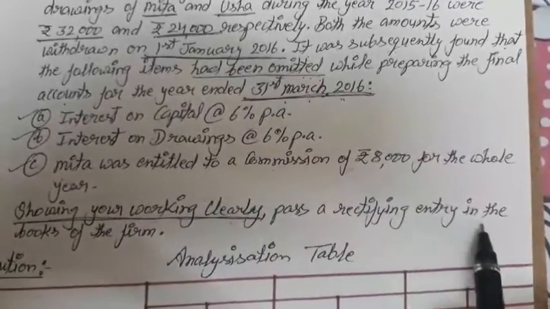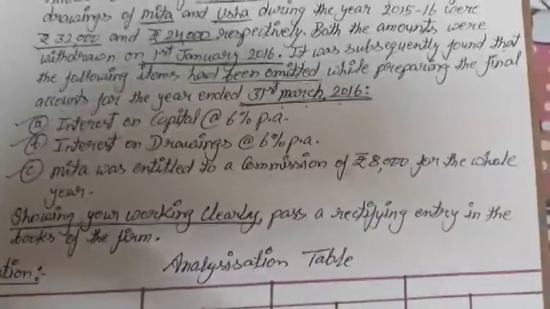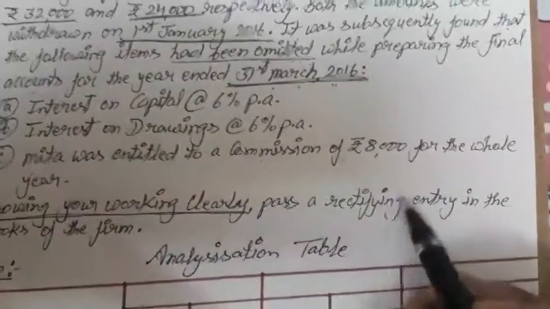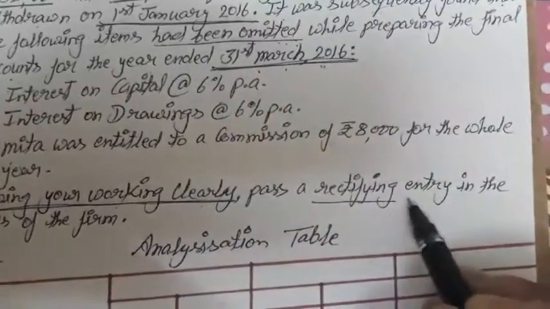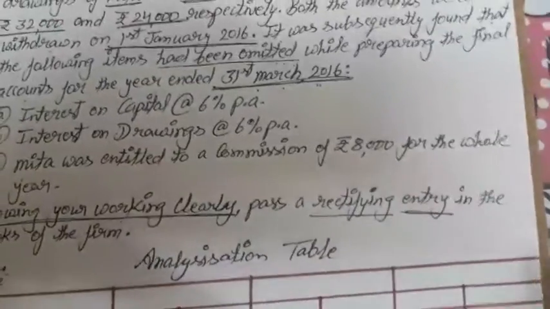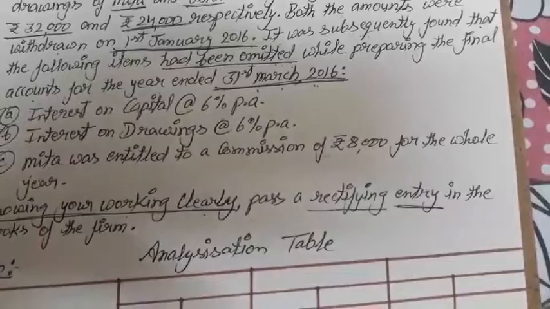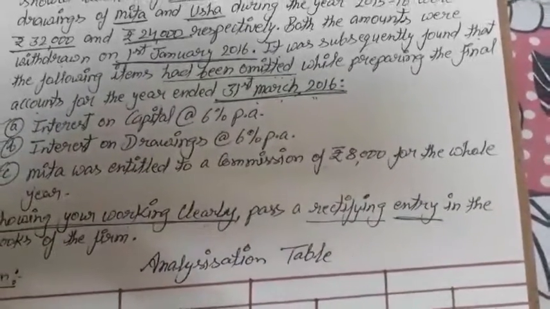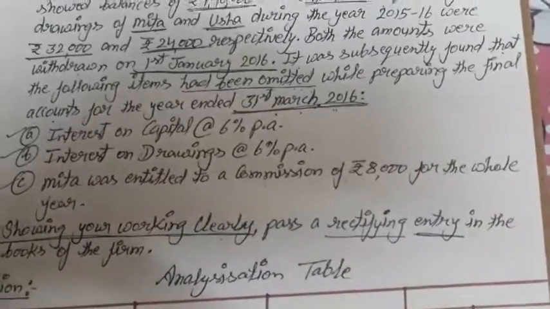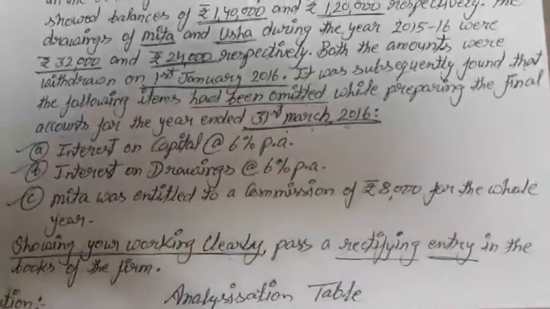Pass a rectifying entry in the books of the firm. Now we have to find a rectifying entry in the books of the firm. One more important thing: it is a rectifying entry, not entries. Only a single journal entry we have to pass for the solution of this question. Only that journal entry carries the weightage of marks, whatever they are asking in the question.